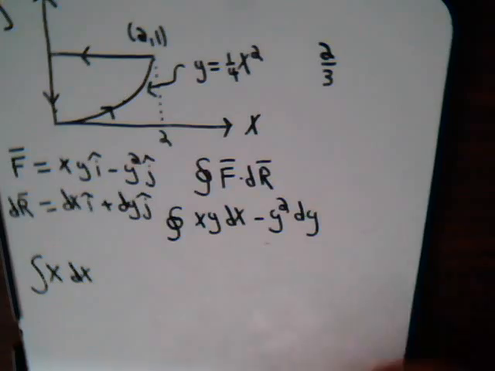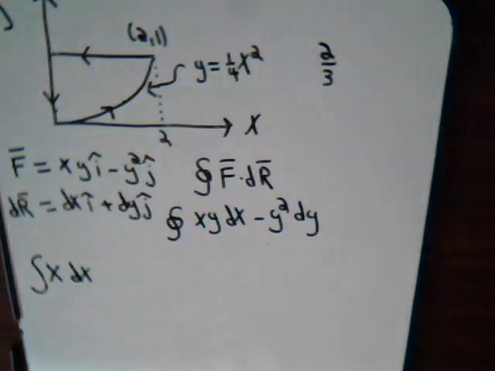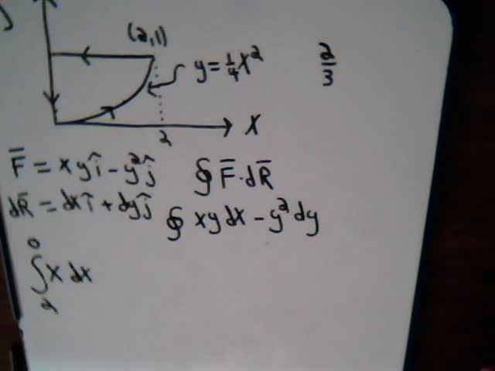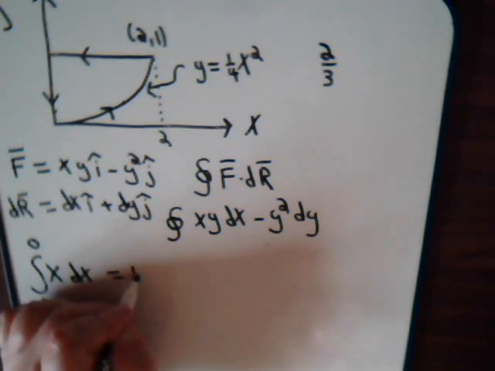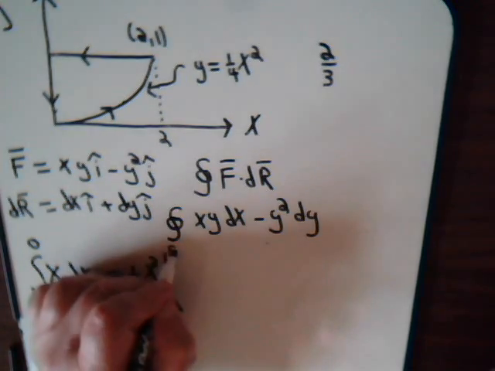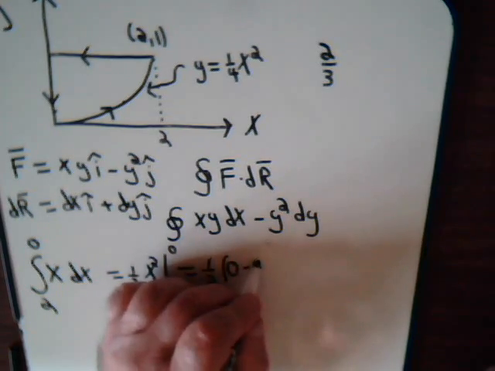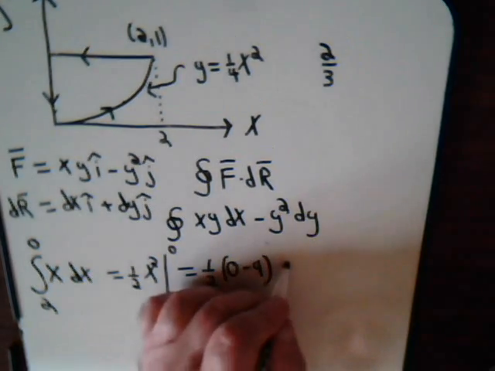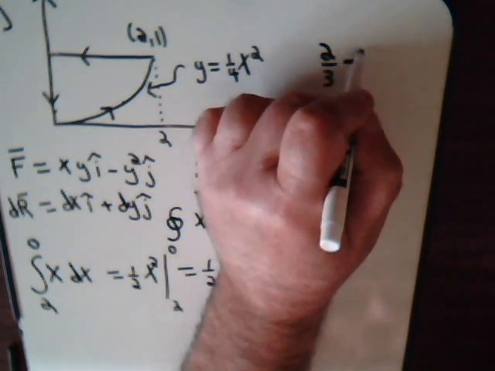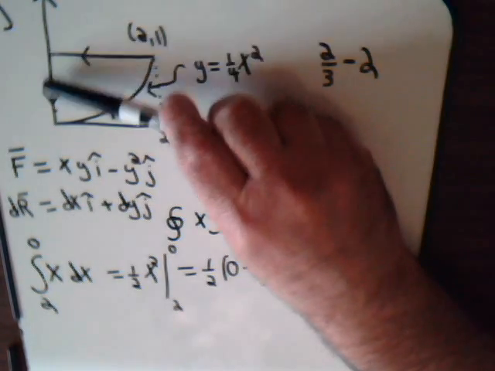And now x is going from 2 to 0. So it looks like this. So this is 1/2 x squared from 2 to 0. That will equal 1/2 times 0 minus 4. That's minus 2. So we have 2/3 minus 2, and now we have the line integral here.